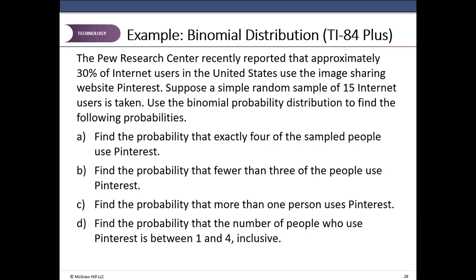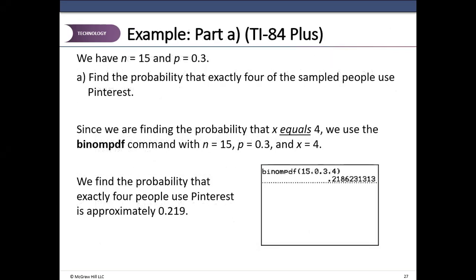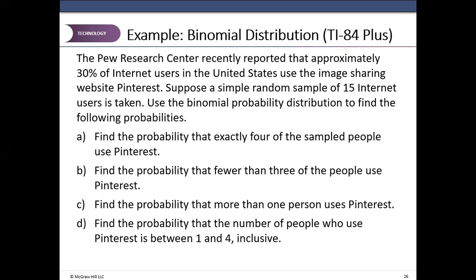Exactly 4. How do you do exactly 4? 2nd VARS, then scroll down to binomPDF and hit enter. The number of trials is 15, the probability of success is 0.3, and you want the probability at exactly 4, so the X value is 4. Then paste, enter, and enter. And that probability is 0.2186.